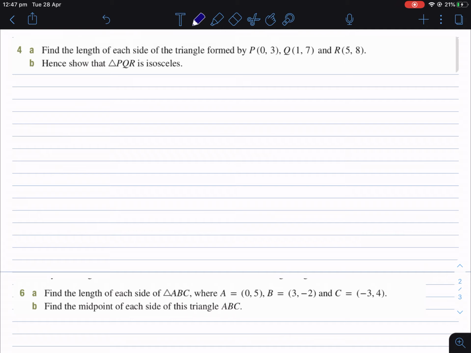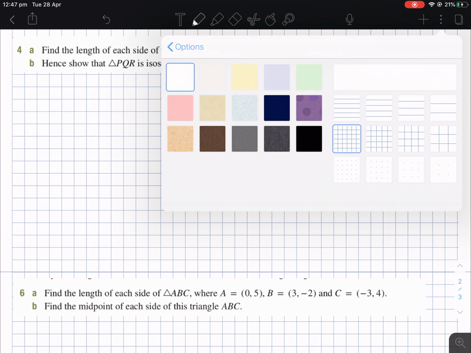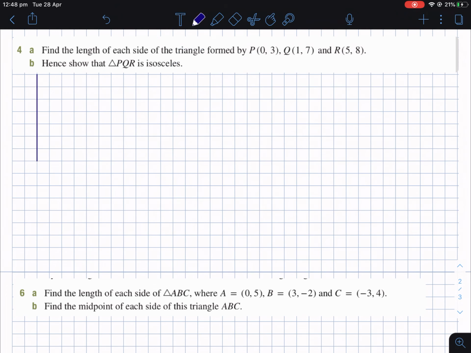Question 4, we're trying to find the length of each side of the triangle formed by this. So let me change to some nice graph paper. The point 0, 3 is here. You don't actually need to draw this. The point 1, 7, 4, 5, 6, 7 is here. And the point 5, 8, 1, 2, 3, 4, 5, 1, 2, 3, 4, 5, 6, 7, 8 is here, and that's R.